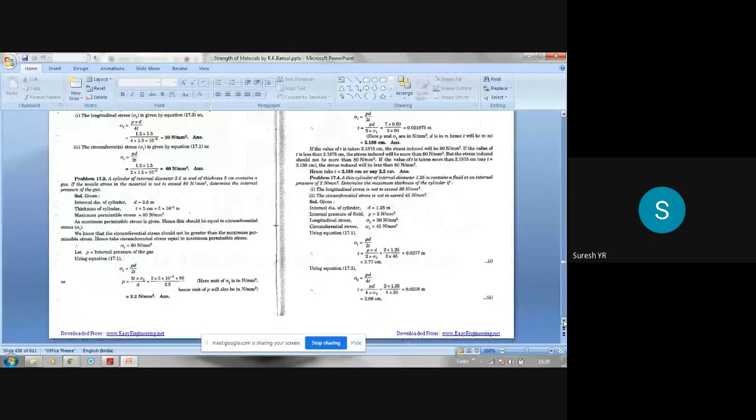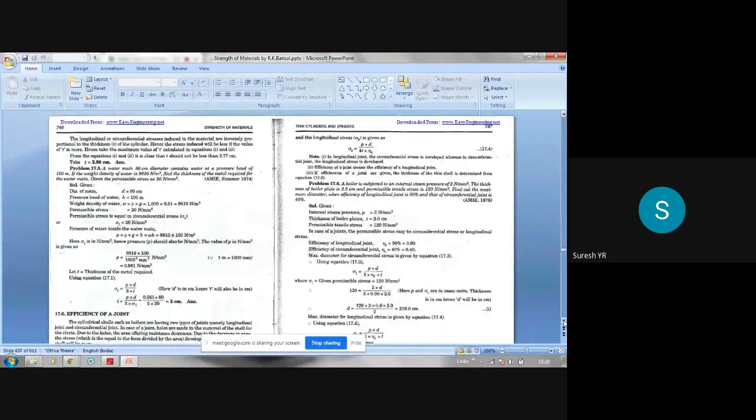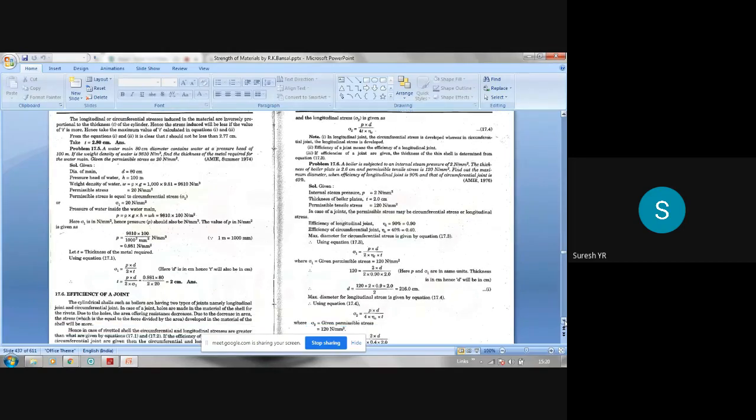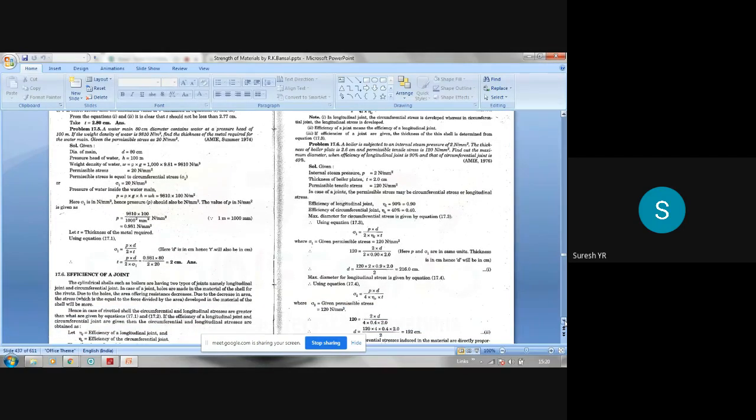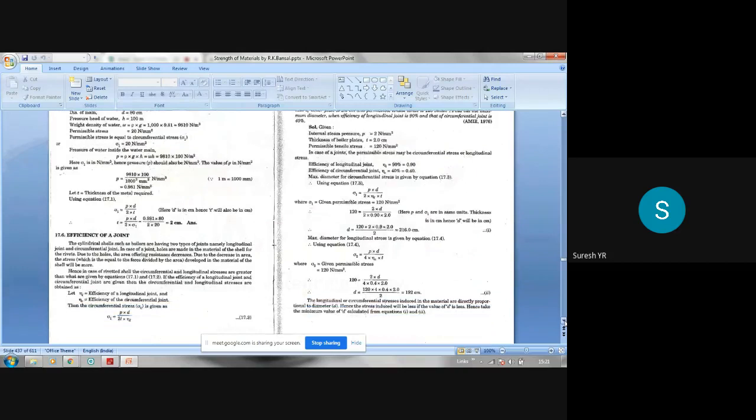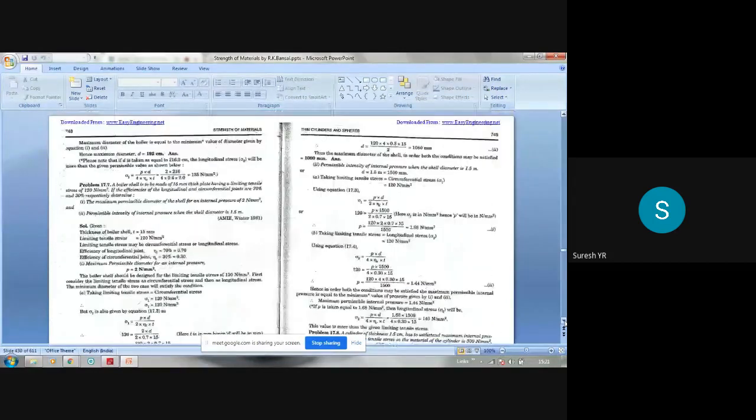In the case of a thin cylinder, the maximum permissible stress will be the circumferential stress. You have to keep that in mind, which is given by PD divided by 2T. So if they ask you to find the thickness by giving the maximum permissible stress, you have to use the equation sigma 1 equal to PD divided by 2T, and find the value of the thickness T.